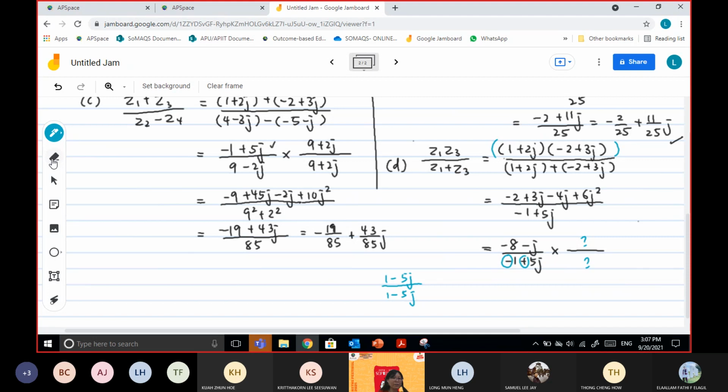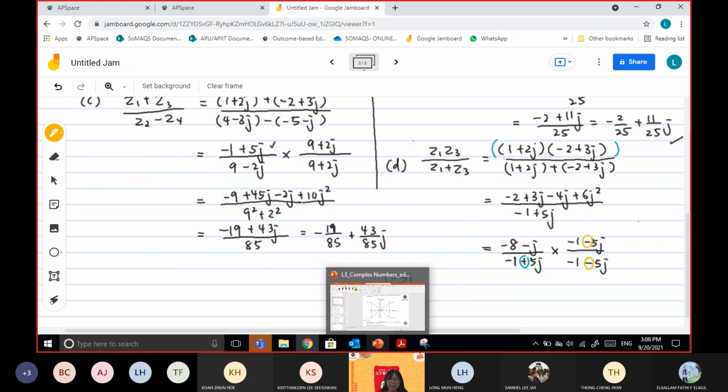Okay, so remember, when we want to find the complex conjugate, we don't inverse the sign for the real part. The real part will always remain. So we just inverse the sign for the imaginary part. You have to remember that. So that means we have minus 1 minus 5j. So please take note of this. Okay, next.